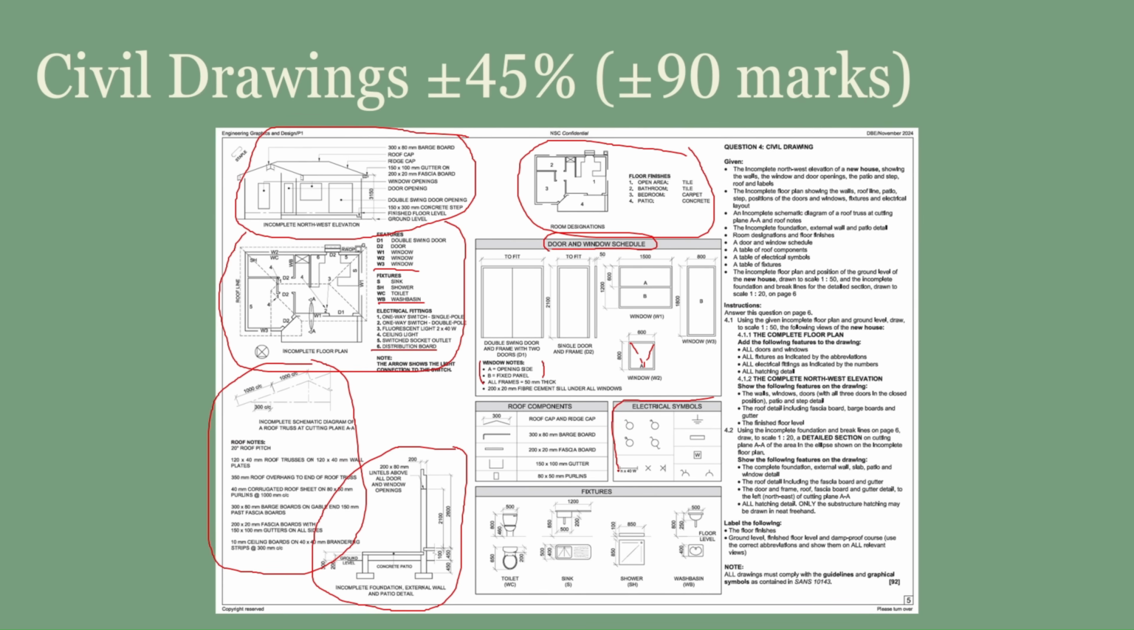We have the electrical symbols here. This will be applied to the electrical fittings over here. We have some roof components. These are things like a ridge cap, a fascia board, a gutter, and purlins.